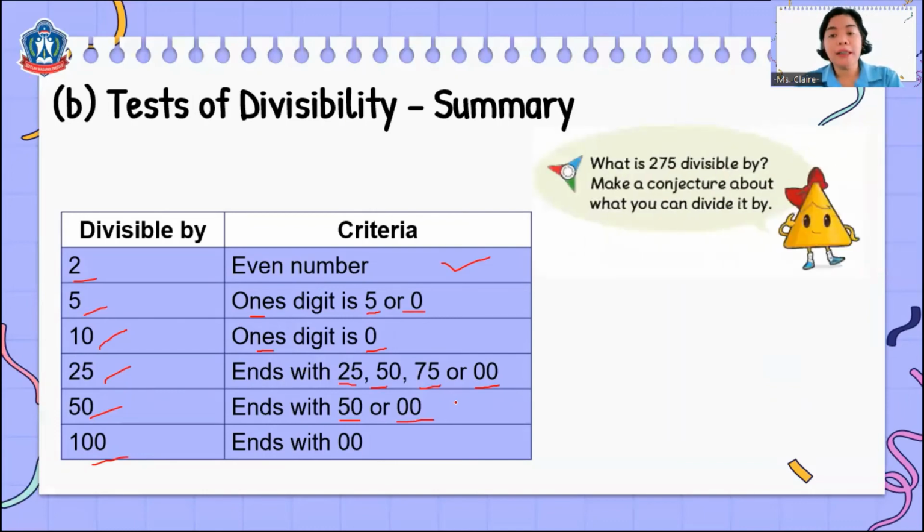What is 275 divisible by? Can you find out? 275 is divisible by what numbers? You can choose from 2, 5, 10, 25, 50, and 100. If you know the answers, children, you can share that during our class.